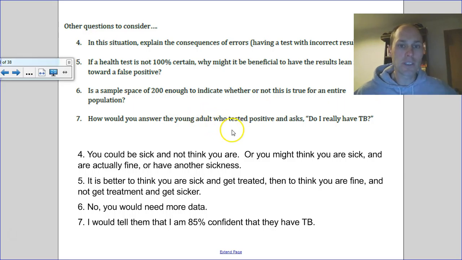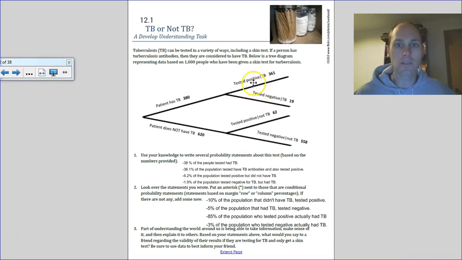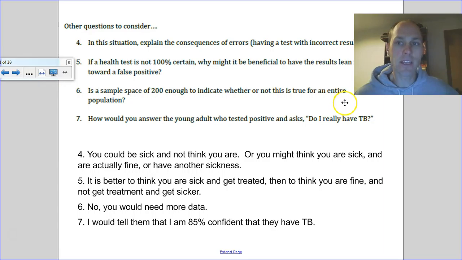Then number 7, how would you answer the young adult who tested positive and says, do I really have TB? Well, according to this statement, I'd say I'm 85% confident that they do have it, based on the results. Those who tested positive, 361 out of 423, which is about 85%, actually do have it. So it's fairly confident that you have it, but there's still room for error there.